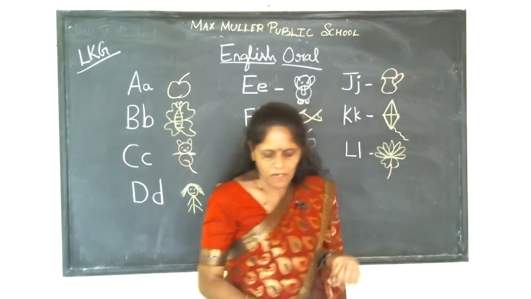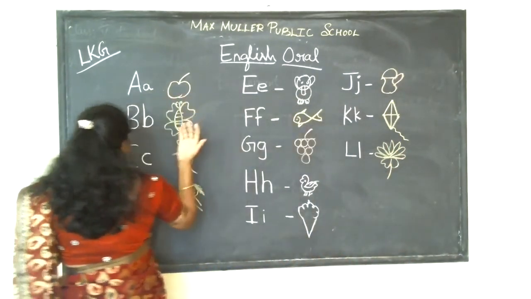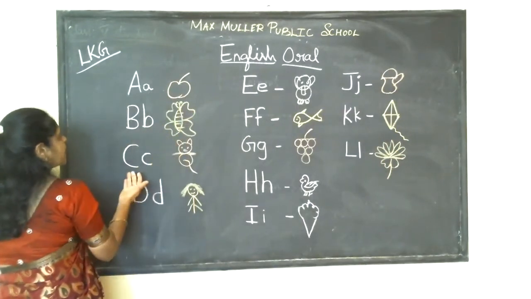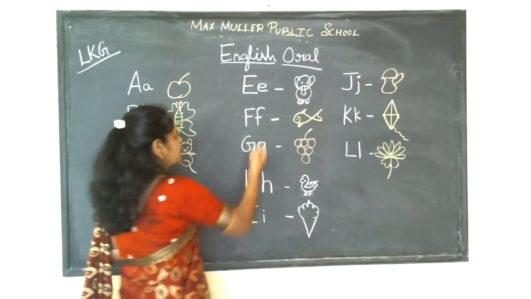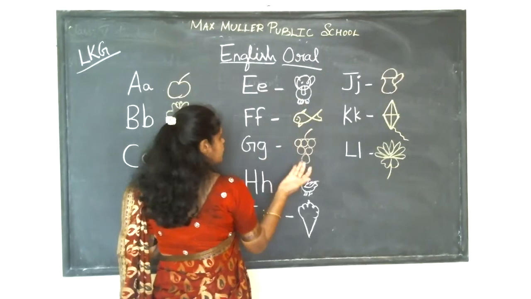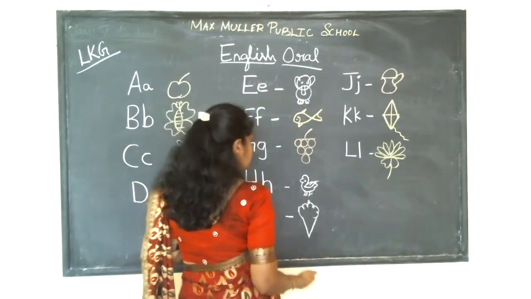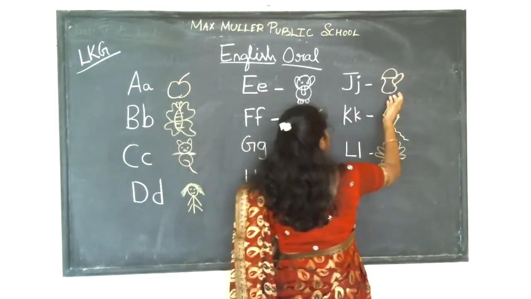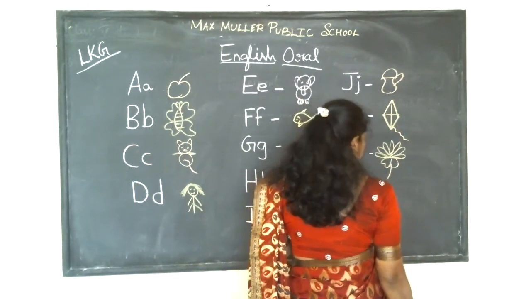Capital L, small l. Okay, children, again I'll repeat. A for apple. B for butterfly. C for cat. D for doll. E for elephant. F for fish. G for grapes. H for hen. I for ice cream. J for jug. K for kite. L for lotus.